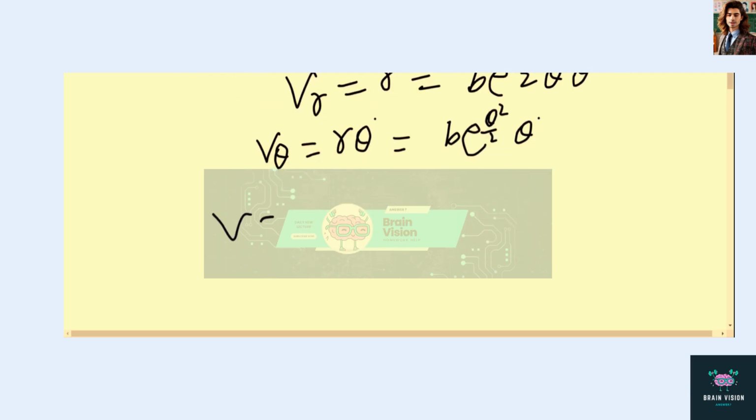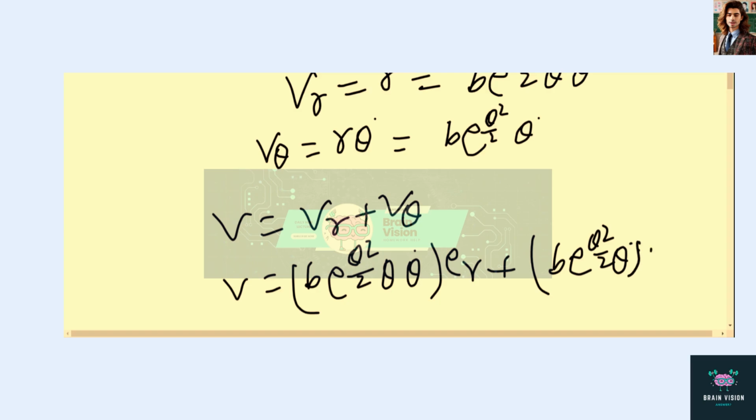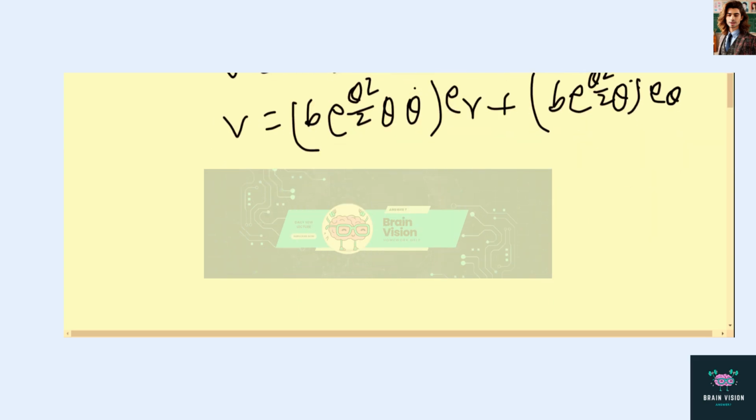So v is v r plus v theta, and so v will become nothing but b e to the power theta square upon 2 into theta dash e r, where e r is just the unit vector in the direction of the radial velocity, plus b e to the power theta square upon 2 into theta dash e theta. And now we have to calculate the magnitude of velocity.